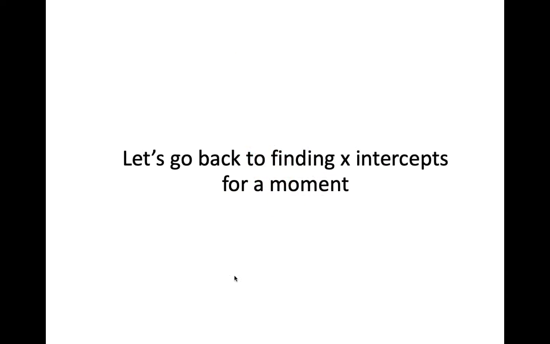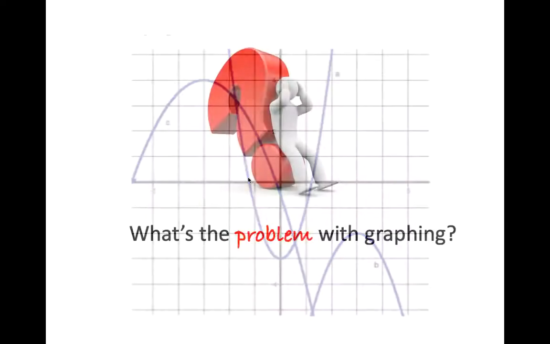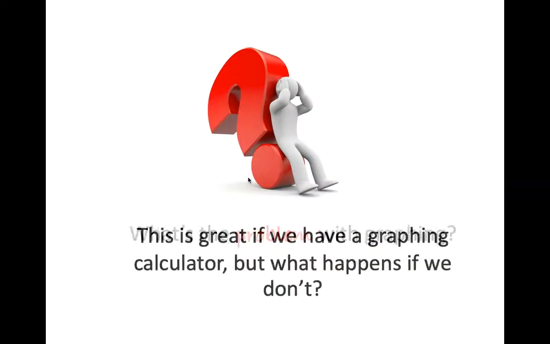Well, in order to understand it, we need to go back to just thinking about how we find x-intercepts for a minute. Here are x-intercepts on a graph. It's very easy. If I've got a graphing calculator handy, I can see them, can tell if there are no intercepts or two, and I can give a good estimate. But the problem with graphing is that if you do not have a graphing calculator in your hand, it's pretty hard to do this way. It's only a guessing game.